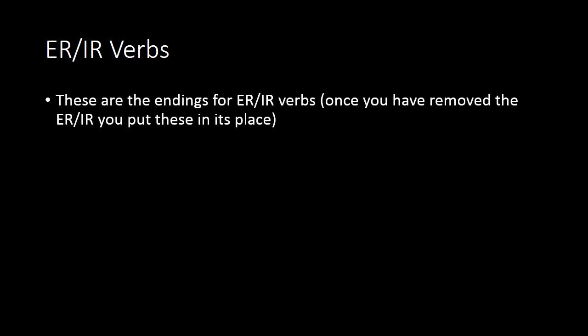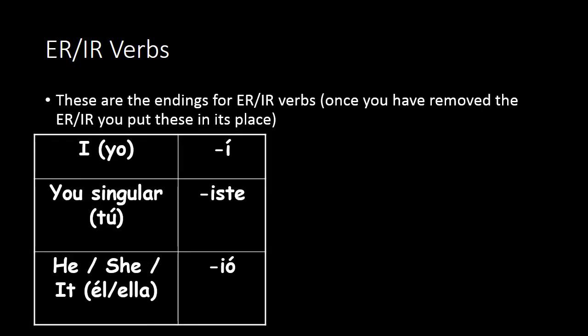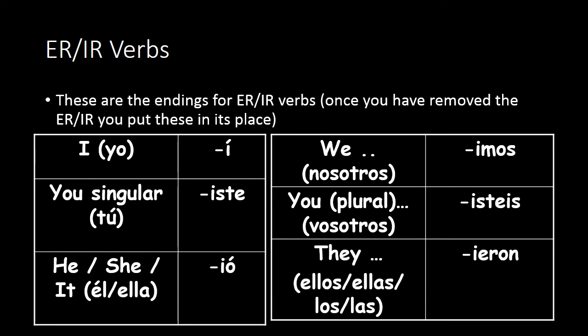Here are the endings. Again, you put them where the ER or IR was. So for I, it's í. The singular form of you is iste. He, she, or it, ió. We, imos. You, plural, isteis. And they, ieron. Okay, so make a note of those again.